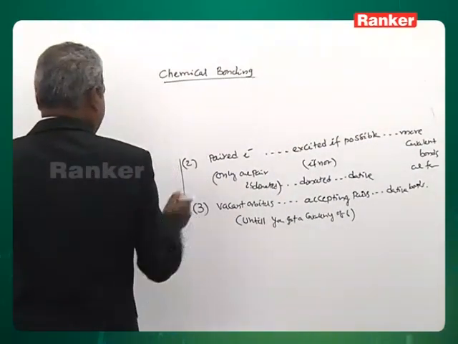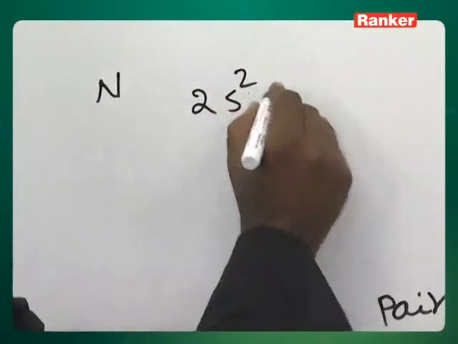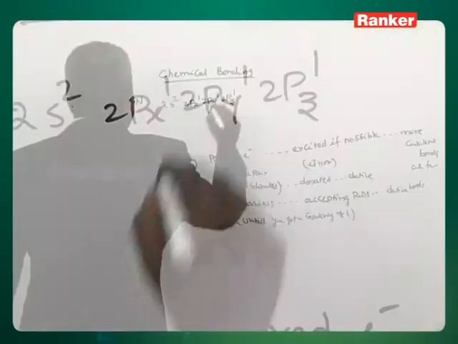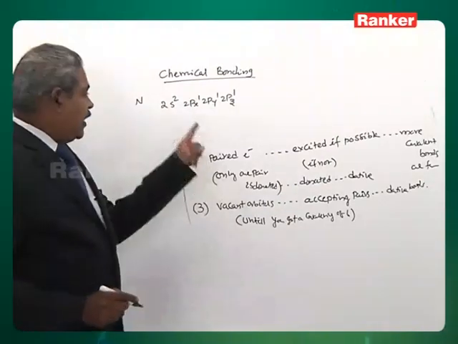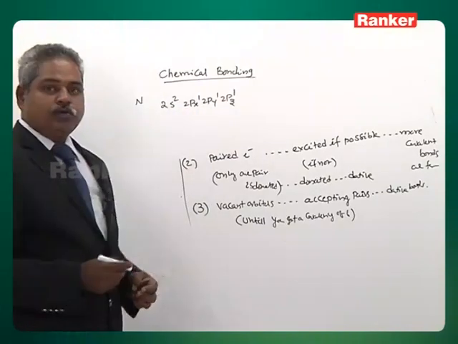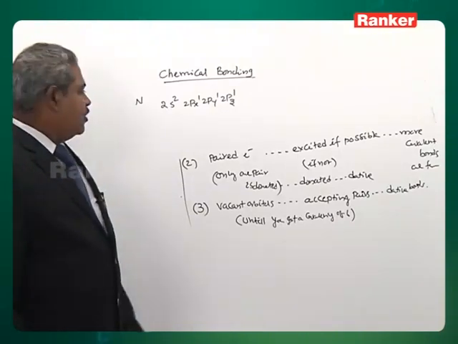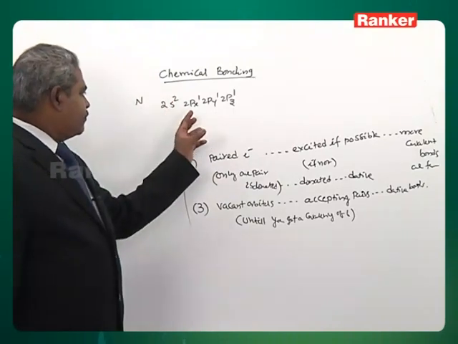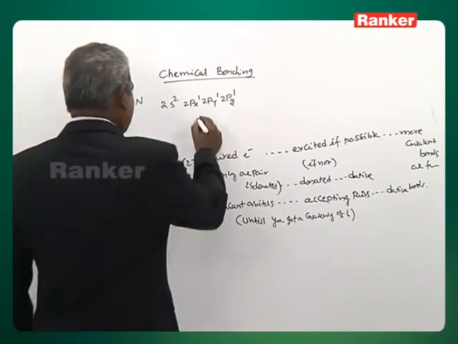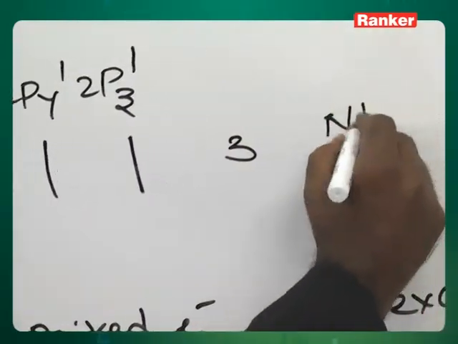Let us look at the second one. Nitrogen, 2s2, 2px1, 2py1, 2pz1. It is important for you to write electronic configuration using Hund's rule. Means you should not write it as 2p3. 2p3 doesn't tell you anything. 2px1, 2py1, 2pz1, because now it is clear that nitrogen has three unpaired electrons, and these three unpaired electrons are used in sharing. So nitrogen forms three bonds as in the case of ammonia.